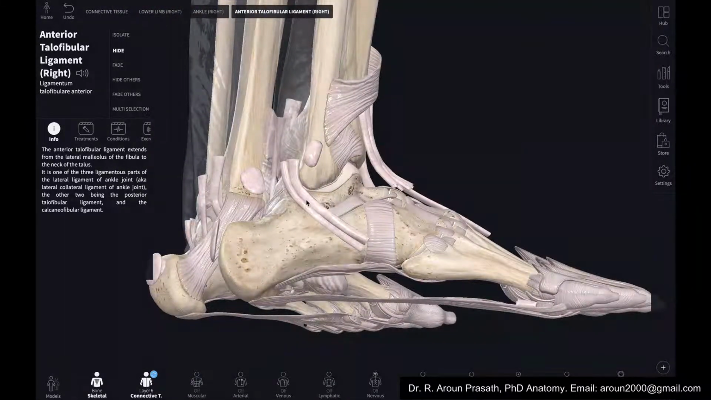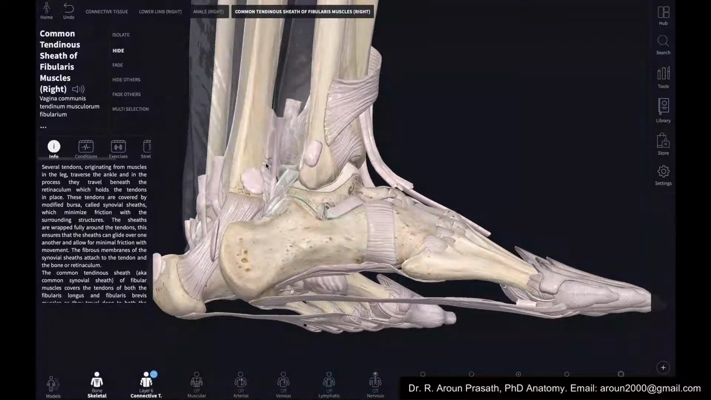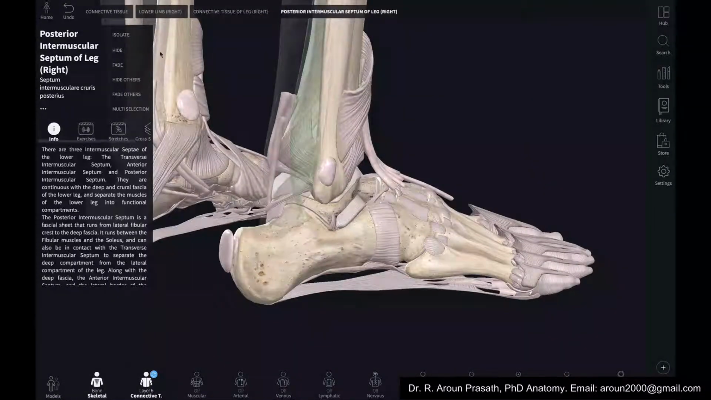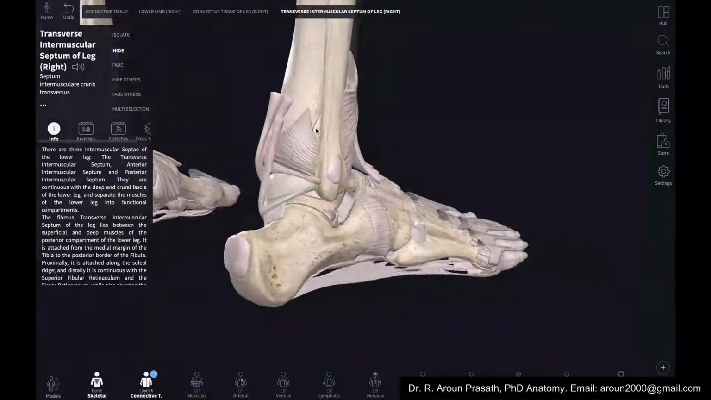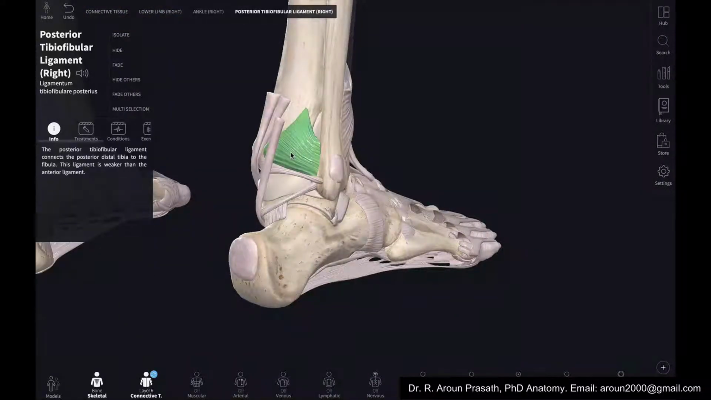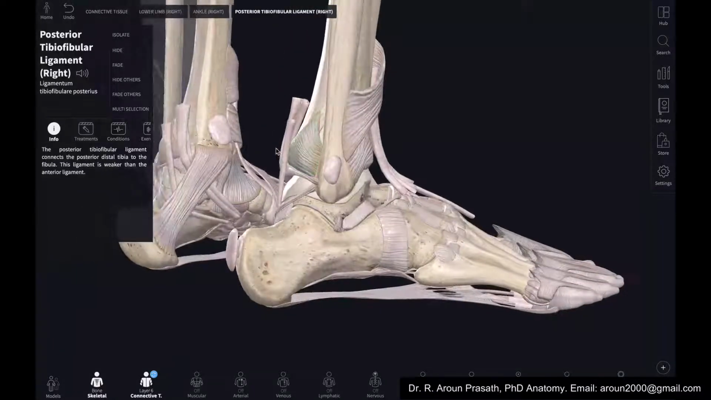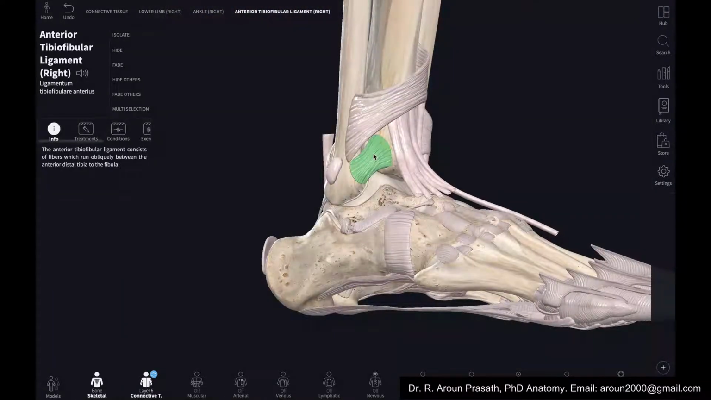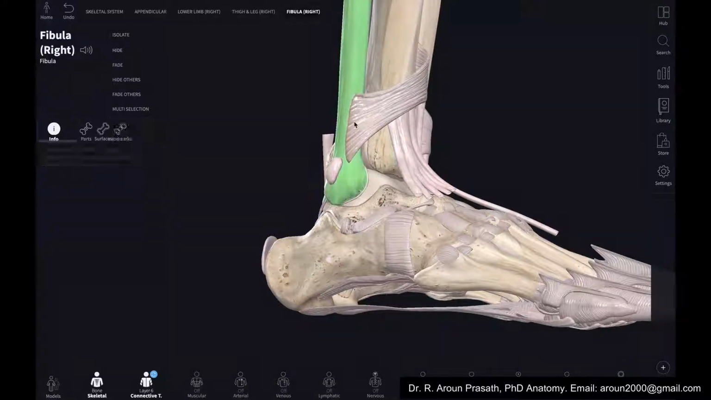Okay, now I will show you the ligaments that are present in the inferior aspect. Here you have the posterior tibiofibular ligament that is attaching the fibula and the tibia, and this is the anterior tibiofibular ligament that is attaching the tibia and the fibula.